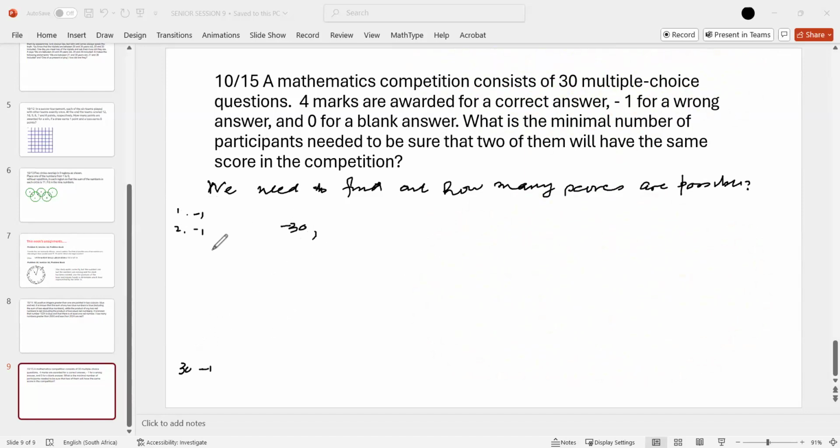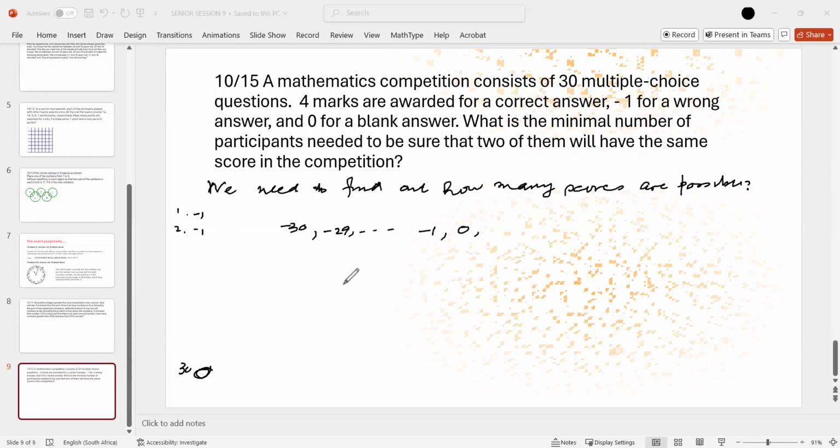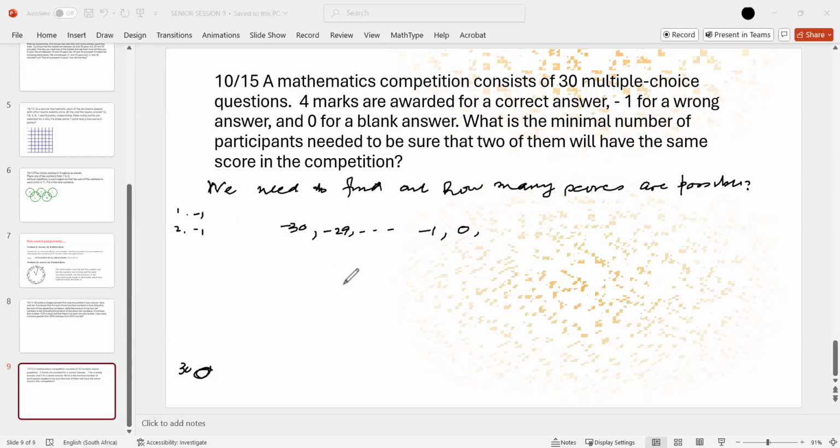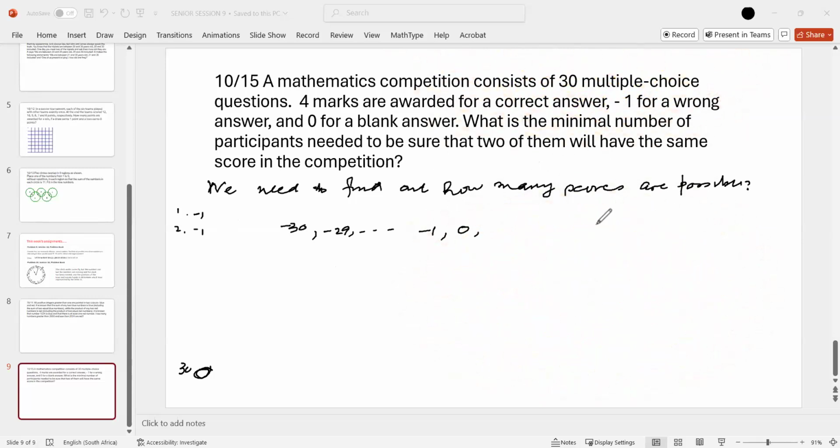So minus 30 is possible. And likewise, minus 29, in which case he says, okay, I'm not going to take a chance on one of them, but he'll get minus 29. So he can get several blanks, but you can see all these are possible. Even 0, because you can just hand in your paper without answering anything, in which case you get 0. So all these are possible.